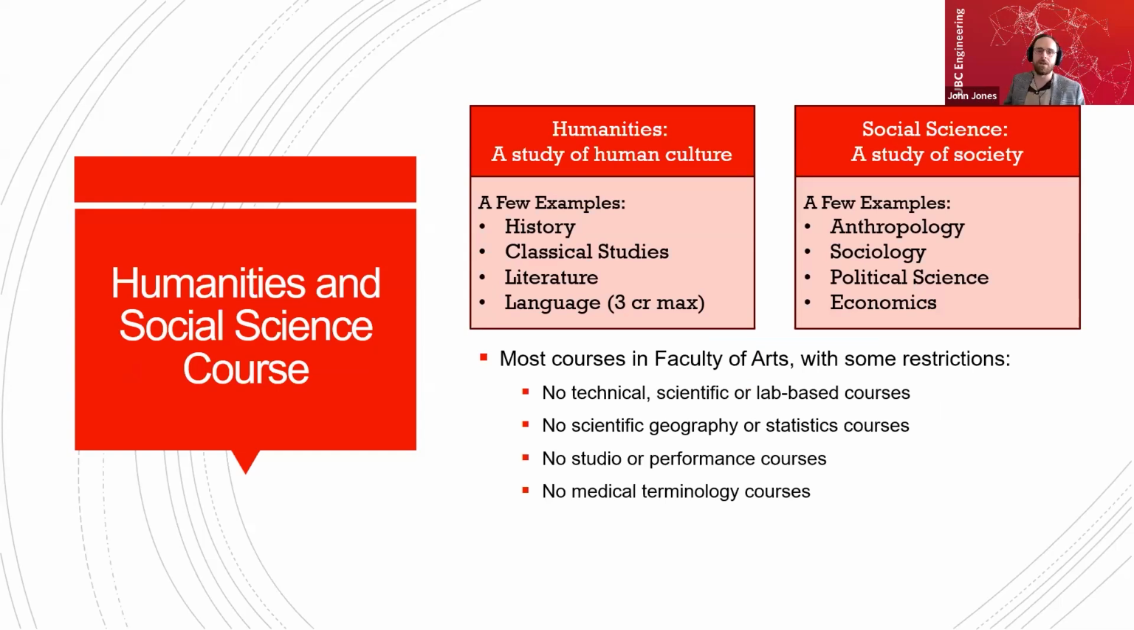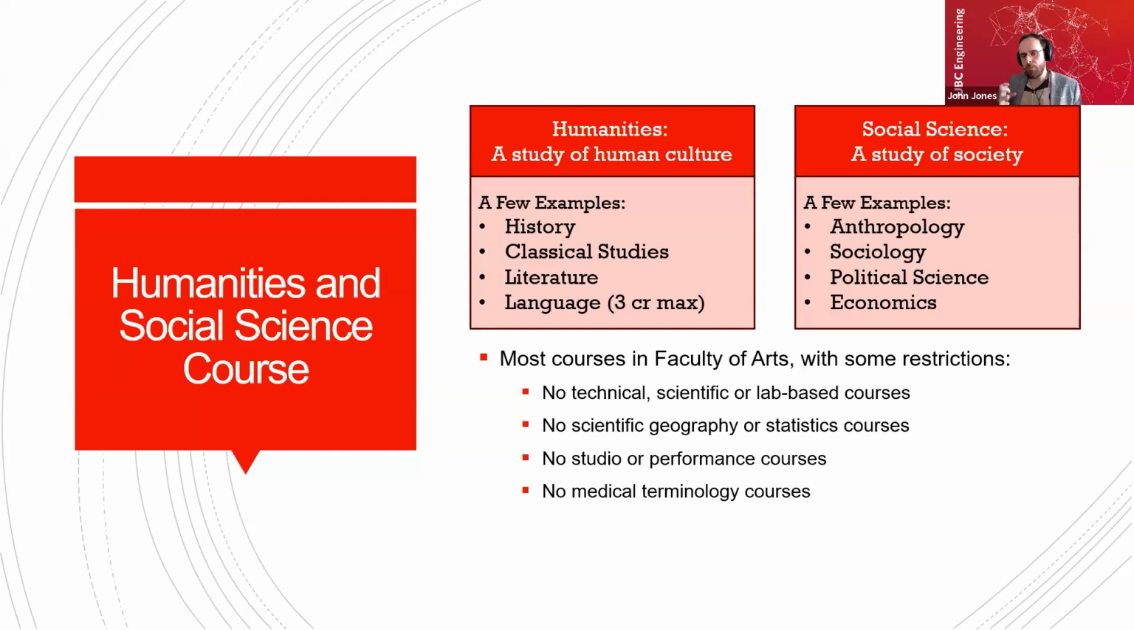So humanities is defined as a study of human culture. Some examples are listed here for you: histories, classics, literature, language, a number of different areas that you could consider studying in. Social science, we're talking about a study of society: anthropology, sociology, political science, and economics. So some very common areas there that our students might take their humanities social science in.